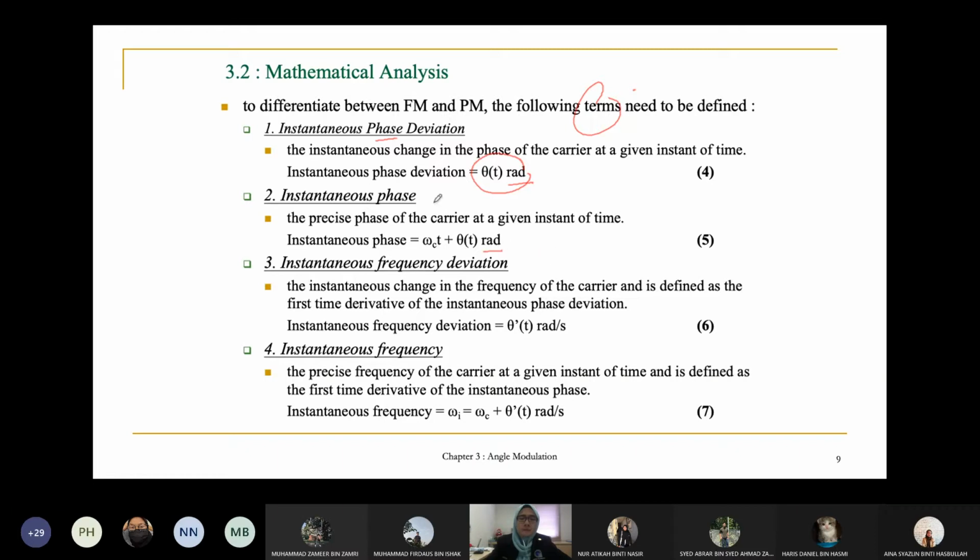The unit is radian. But the instantaneous frequency deviation is defined as θ'(t), with a prime here. The unit for frequency is hertz, but over here it is radian per second. For instantaneous frequency, it is ωc + θ'(t) radian per second. What this prime means is that it is the first derivative of the instantaneous phase deviation.